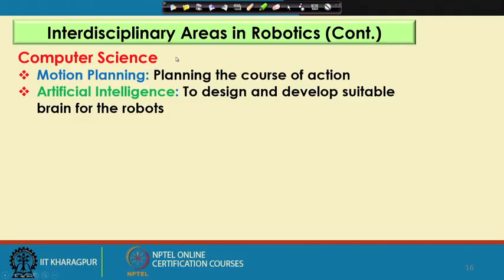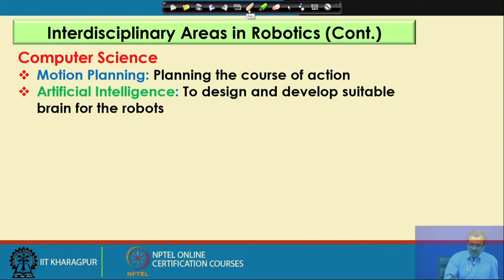Now, if you see the literature, a huge literature is available on robot motion planning using both traditional as well as soft computing based approaches. In this course I will concentrate only on the traditional approaches of motion planning, and those will be discussed in much more detail after some time. The purpose of motion planning is to decide the course of action. That means, depending on the input situation, how to decide what the output should be.